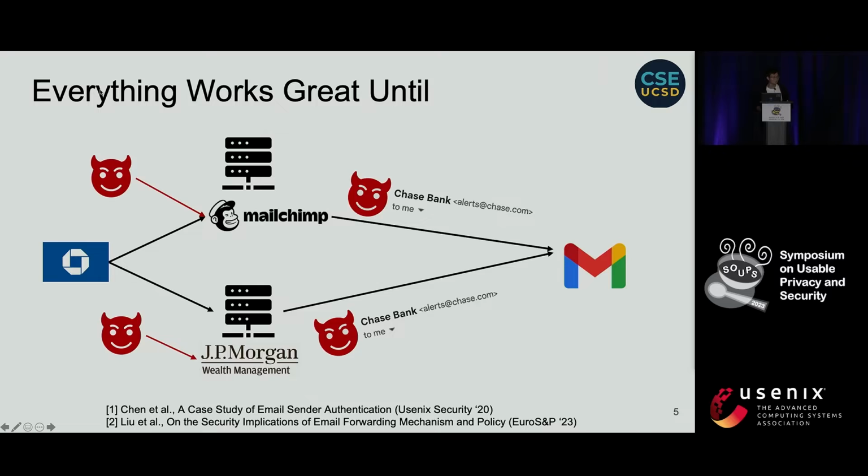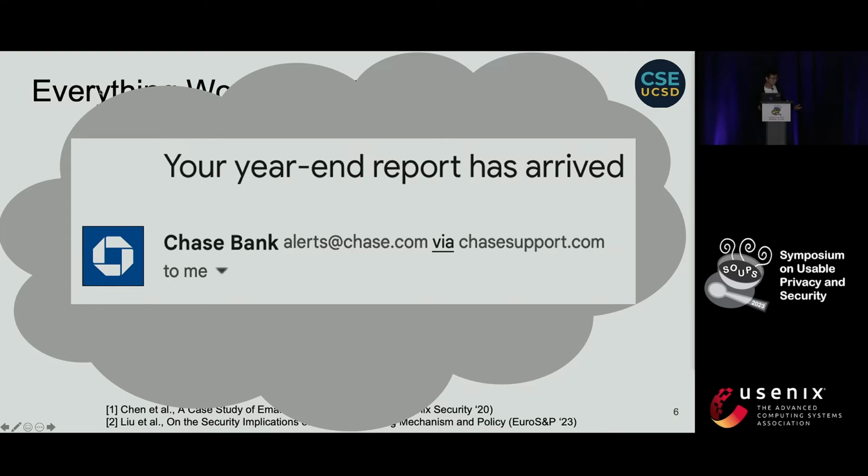So Gmail's solution is that they will still deliver the email, but they would push the problem to end users. Specifically, they will show you an email that looks like this. They will still give you the email, but after the email address, they will have an indicator that signals some potential risk. So here you see the indicator says via chasesupport.com. What the indicator is here to say is, hey, the email is claiming to be from Chase, but the server that actually sends the email is a different party with the domain name chasesupport.com. And we call this indicator the via indicator.